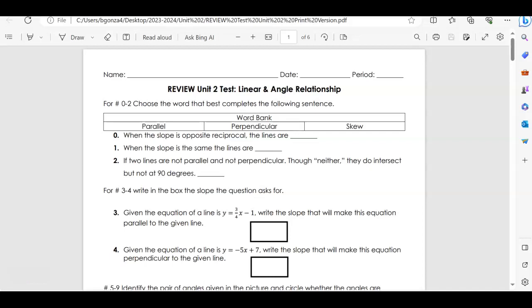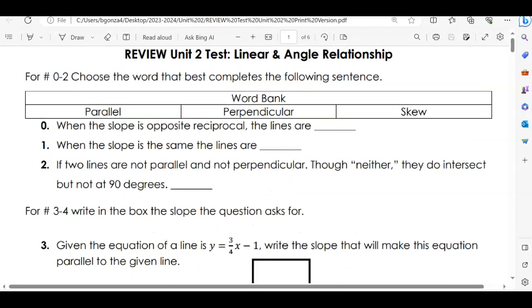Right, our review for our Unit 2 test is here. So make sure you get this down, make sure you understand what we're doing and all this. Here we go, number 0.